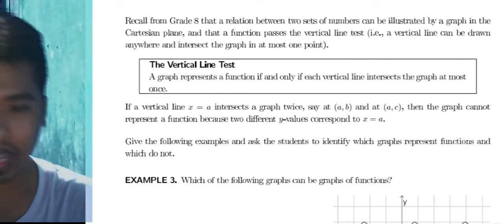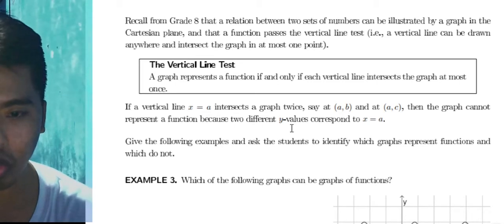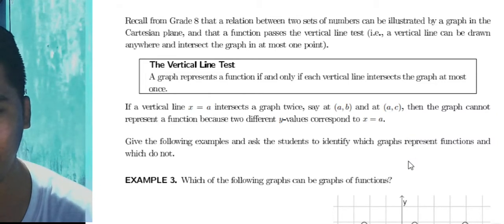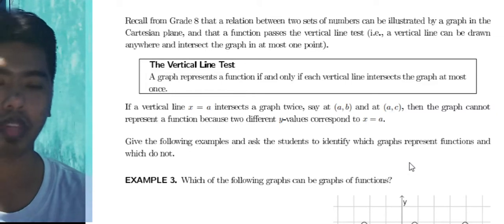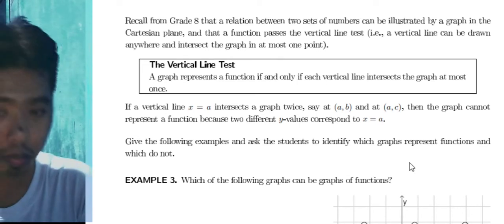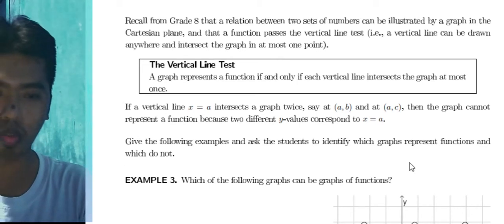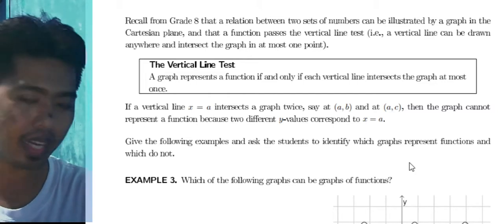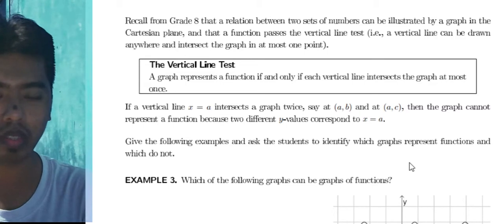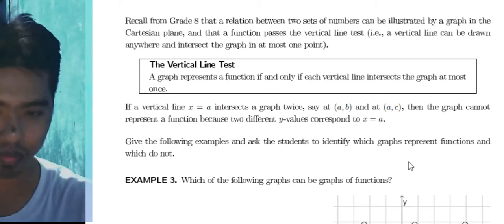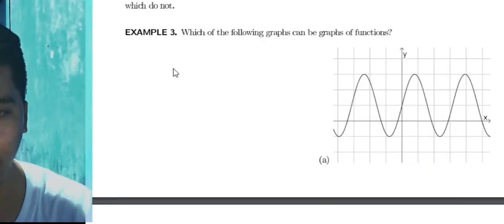If a vertical line x equals a intersects the graph twice, say at (a, b) and (a, c), then the graph cannot represent a function because two different y values correspond to x equals a. Again, if we're going to say function in a graph, when we do a vertical line test, it should only intersect once. If it intersects twice or more, then that graph is not a function. Now we have example number 3 here.